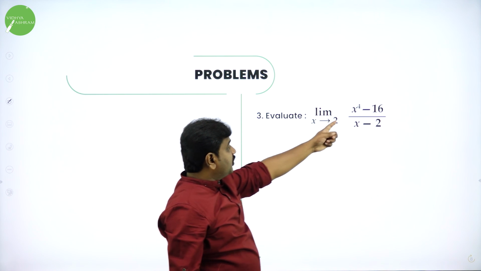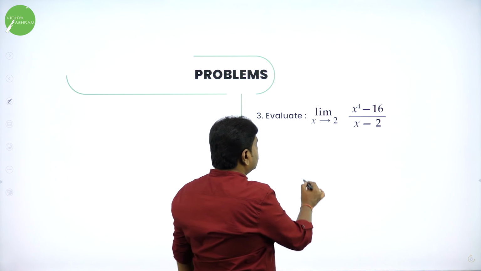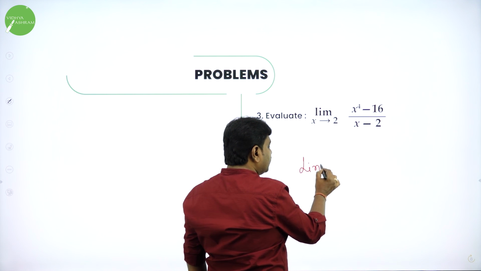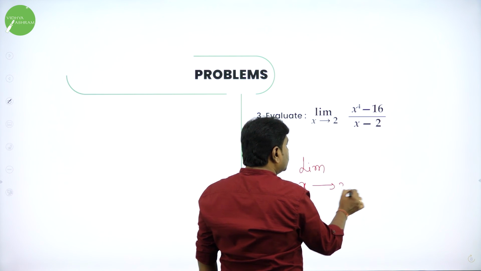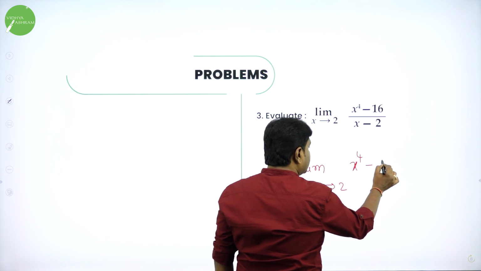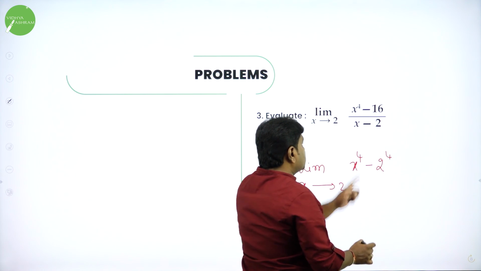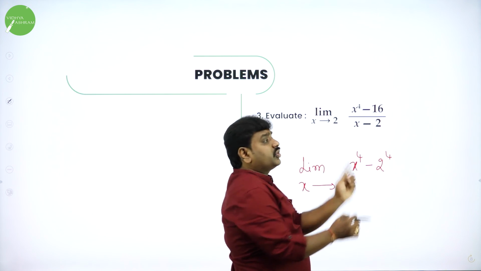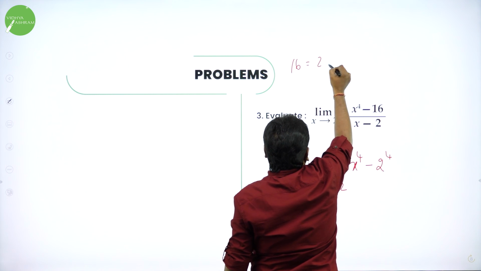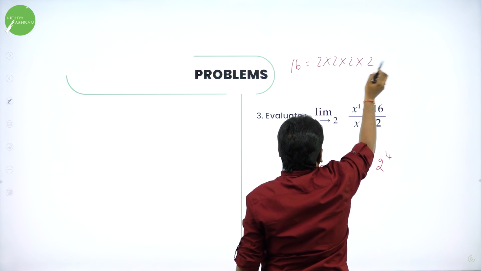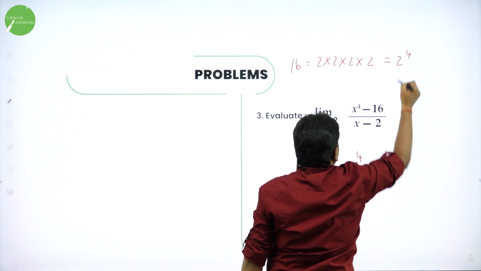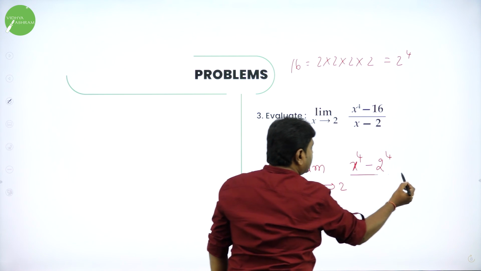The limit as x tends to 2 of x power 4 minus 16 by x minus 2. Can I write this problem as x power 4 minus 2 power 4? Because I saw power 4. What power 4 is 16? All of you know 2 into 2 into 2 into 2, or 2 power 4, is 16 exactly. So the denominator, let it be as it is.